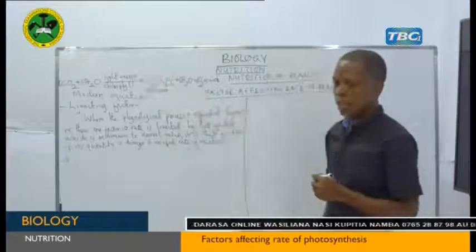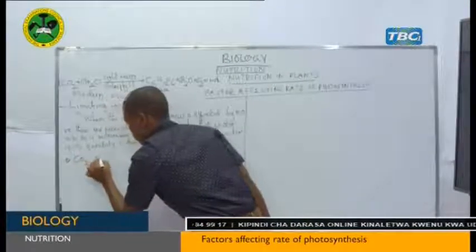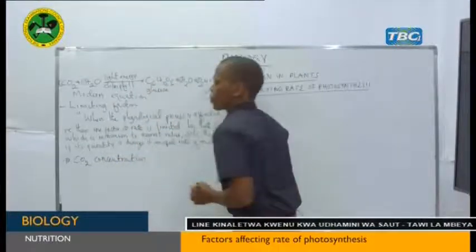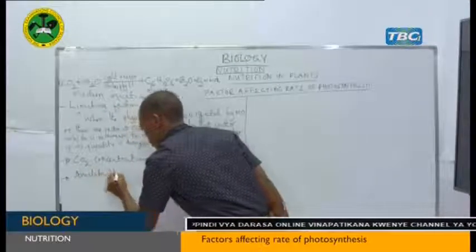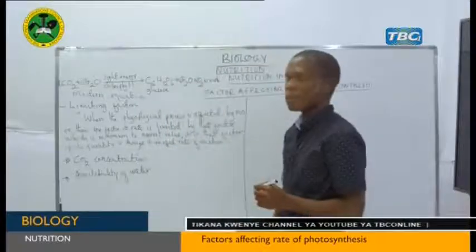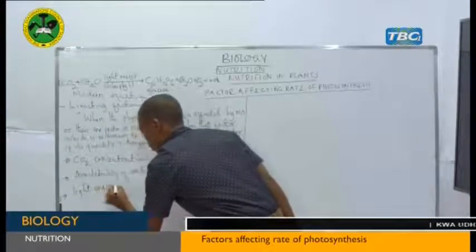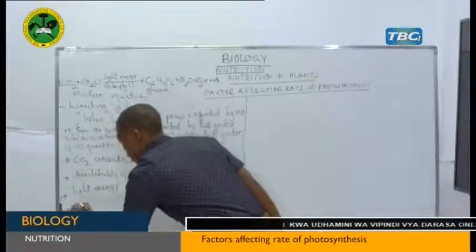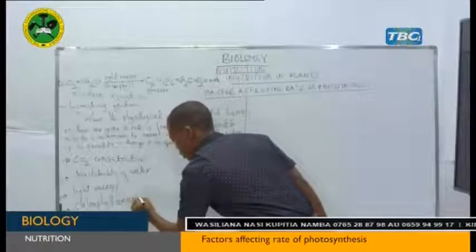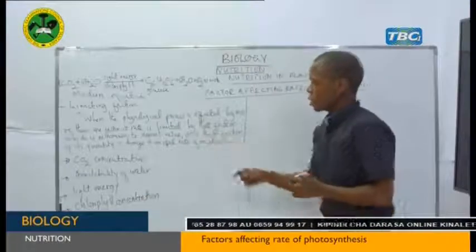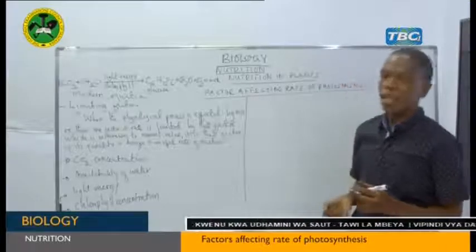Okay, as we have said, from this equation we can obtain the factors which affect the rate of photosynthesis. And these are carbon dioxide concentration, but also water, also light, chlorophyll concentration. These are factors and conditions from the equation of photosynthesis. But this process of photosynthesis is controlled by enzymes. It is an enzyme-controlled reaction.